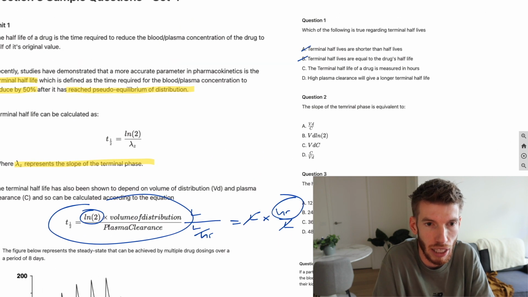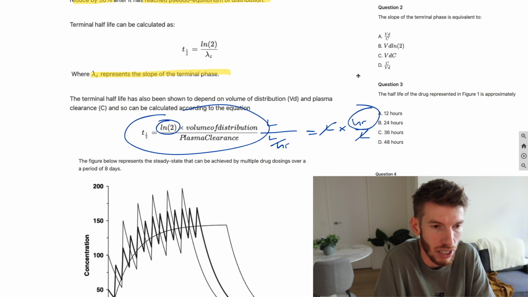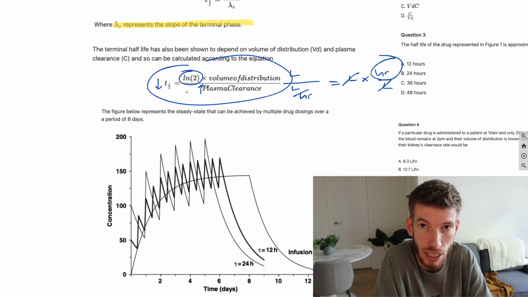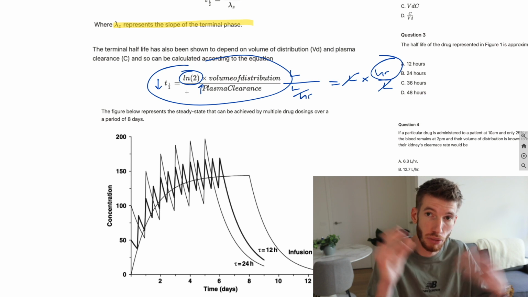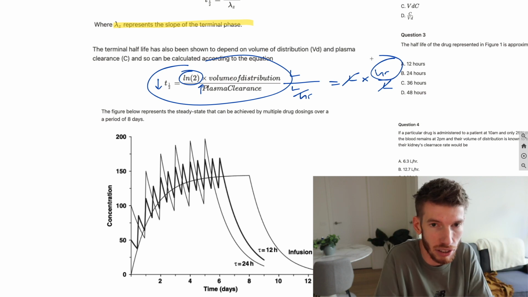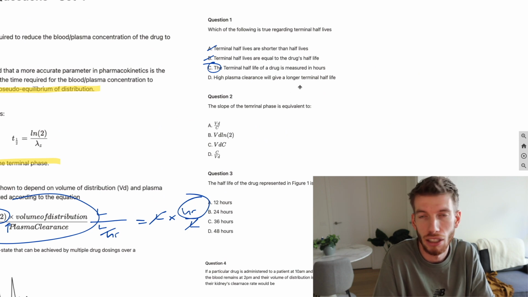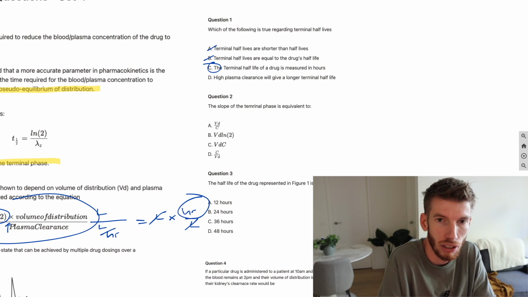And then we can also rule out the last one anyway. High plasma clearance will give a longer terminal half-life. So if you think about it, that would mean that you're increasing this here. That should actually decrease the half-life because they're inversely related in the formula, so they should move in opposite directions. So that would not make any sense at all. Right? High plasma clearance should actually shorten half-life rather than give it a longer one. So that rules that one out.